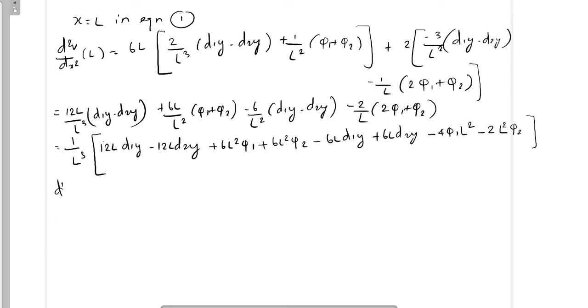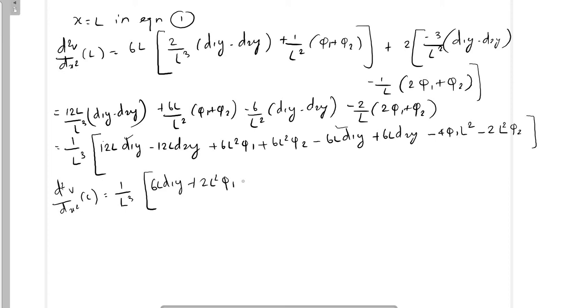So now we have to arrange in the order d square v by dx square of L, which is equal to 1 by L cube. So for d1y, 12L d1y minus 6L d1y, so the resultant is 6L d1y. So this term is over. Next term we should concentrate on pi 1: 6L square pi 1 minus 4L square pi 1, so plus 2L square pi 1.